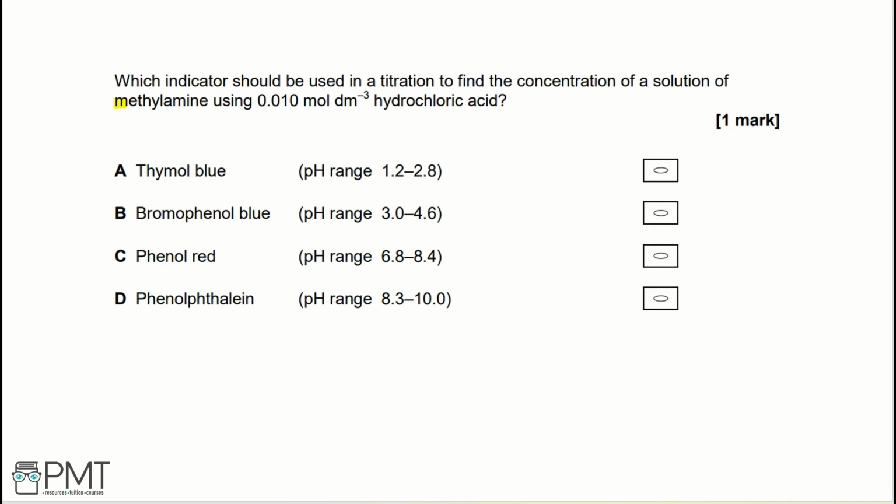In this question, we're reacting methylamine, which is a weak base or a weak alkali, with hydrochloric acid. And hydrochloric acid is a very strong acid. So that means when we react these together, our equivalence point is going to be in the acidic region. And our equivalence point is what we want to test with this indicator. So we're looking for something in the acidic region. So that already rules out C and D as possible answers because they're in the basic or the alkaline region.